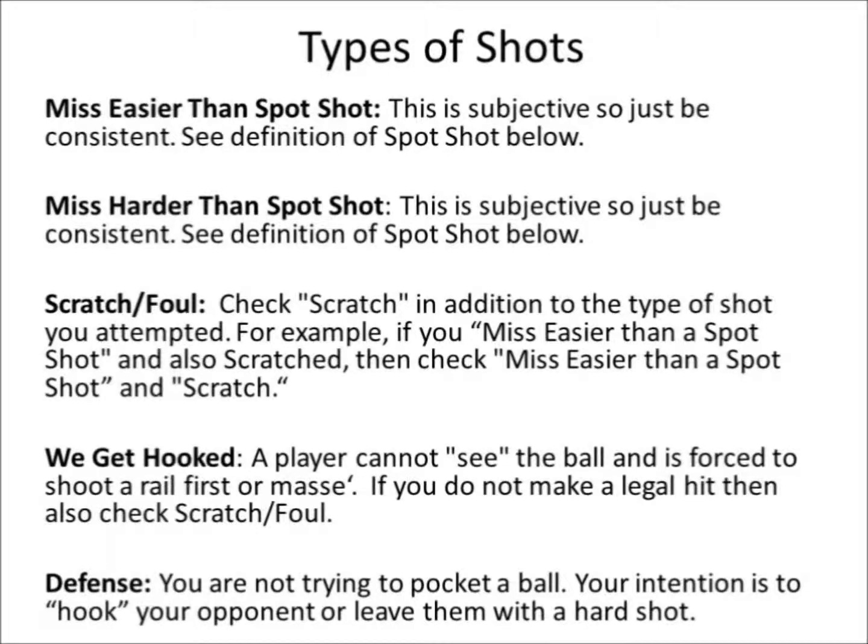Scratch/foul. Check scratch in addition to the type of shot you attempted. For example, if you miss easier than a spot shot and also scratch, then you would check miss easier than a spot shot and scratch. We get hooked. A player cannot see the ball and is forced to shoot a rail first or masse. If you do not make a legal hit, then also check scratch foul.